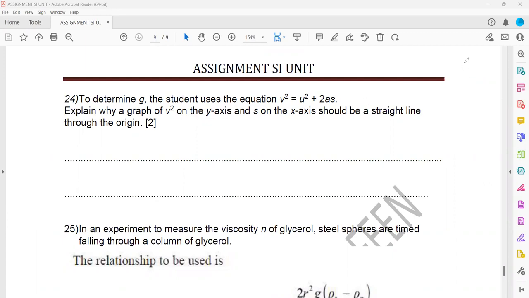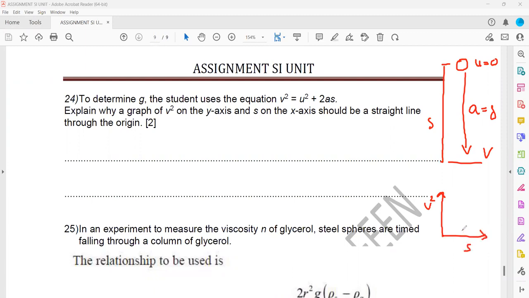So basically, when we drop an object, what is the starting speed? The starting speed is 0. And falling objects always have the acceleration due to gravity, so acceleration will be equals to g. Here v is the final speed and s is the distance or displacement of this object. So we want to plot a graph for v square on y-axis against s on x-axis. And we want to show that when we plot this graph, it will be a straight line passing through origin. So how can we show this?